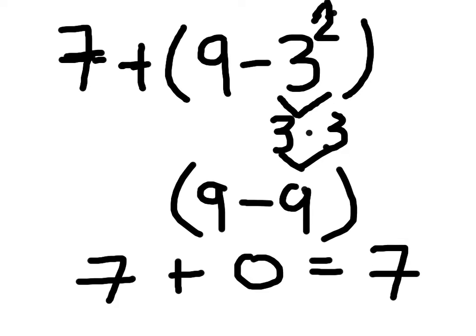All right, so you want to braille it? So you have a number 7 plus open paren 9 minus 3 superscripted to the power of 2, close paren, then your equal sign. 7. Nicely done.